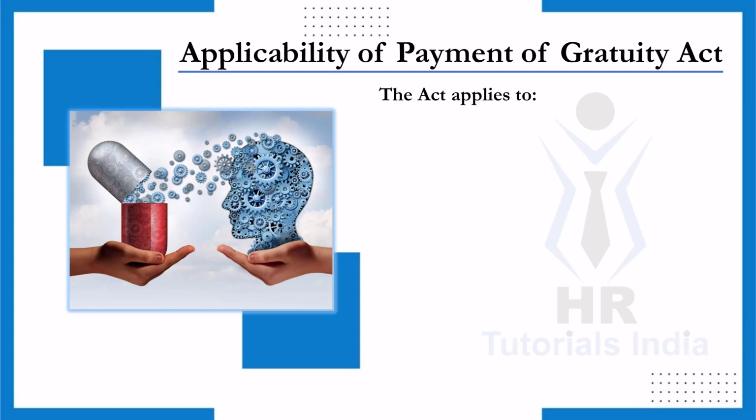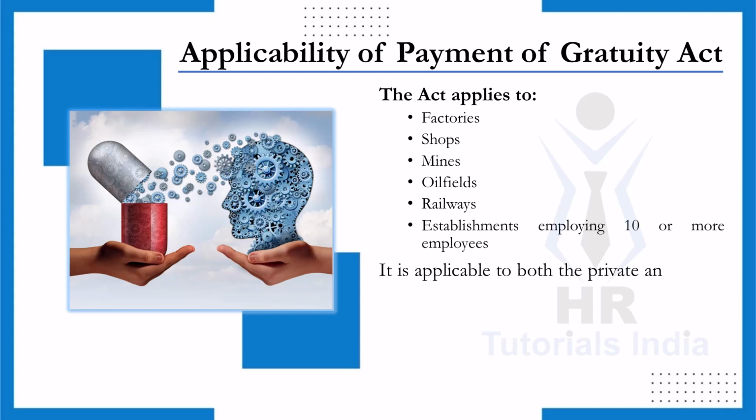Applicability of Payment of Gratuity Act. The Payment of Gratuity Act 1972 is widely applicable across various sectors. It covers factories, shops, establishments employing 10 or more employees, mines, oil fields, railways, etc. This act is relevant for both private and public sectors, ensuring that employees across industries are entitled to gratuity benefits, with certain exceptions specified by the law. This broad applicability emphasizes the importance of gratuity as a crucial component of employee benefits in India.